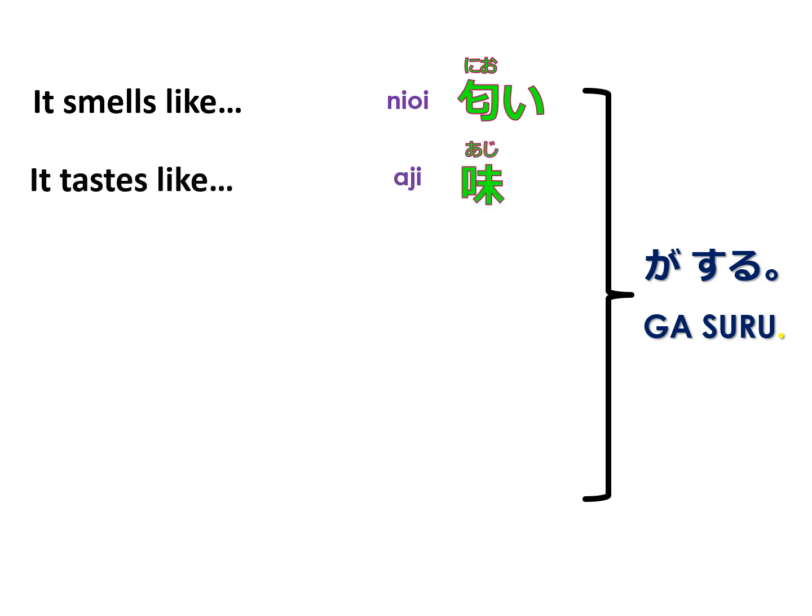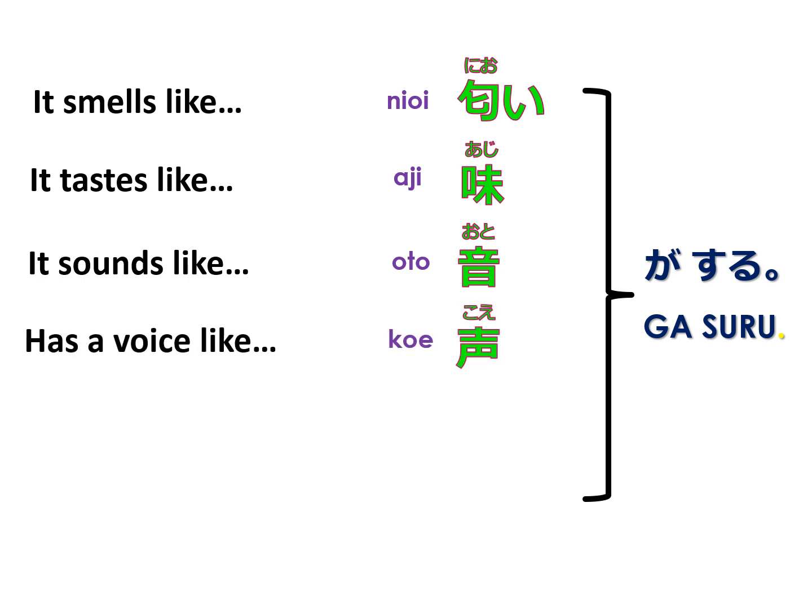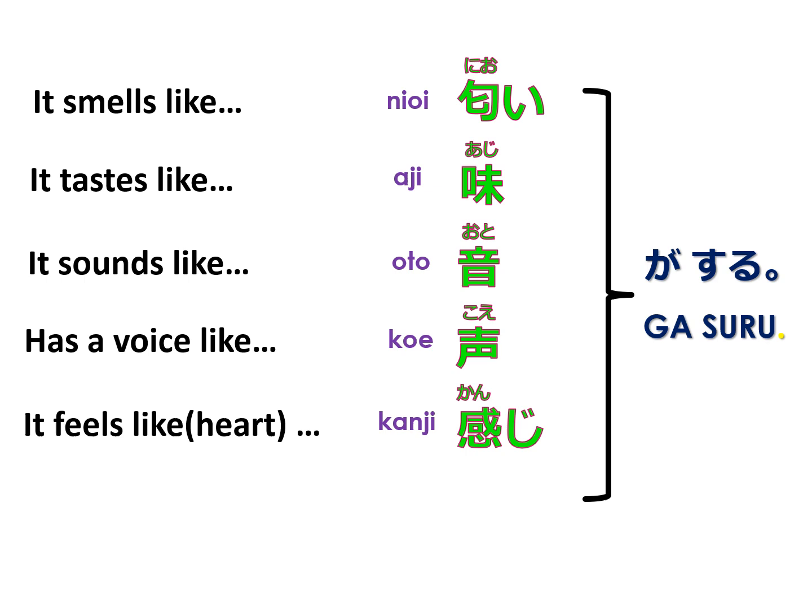There are 6 of these non-visual perceptions in common use. We have nioi ga suru, it smells like. Aji ga suru, it tastes like. Oto ga suru, it sounds like. Koe ga suru, it has a voice like. Kanji ga suru, it feels like, feeling from the heart. And ki ga suru, it feels like, using the mind. Now, nioi, aji, oto, koe, kanji, and ki are all nouns and stand for a non-visual perception.